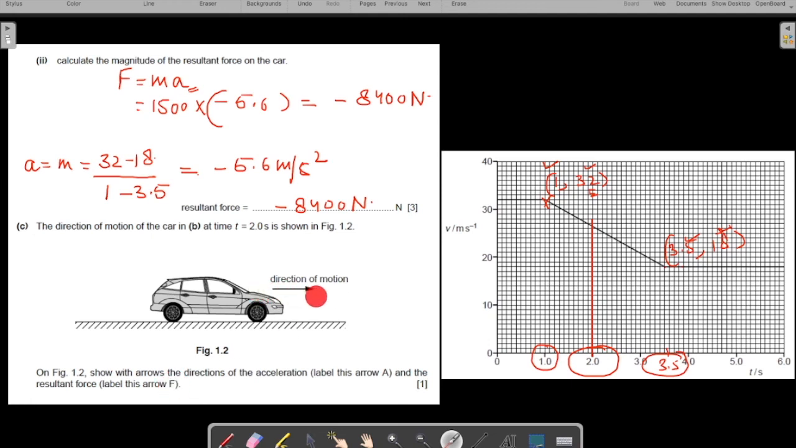So what is the direction of motion? Ahead. It is a deceleration. So what is the direction of the acceleration? It is in the negative direction, opposite direction. So that's your A. The resultant force is also in the opposite direction. This is your force F. Both the acceleration and the force will be in the backward direction. What is the length of the arrow? They are not concerned about it. But both should be in the backward direction.